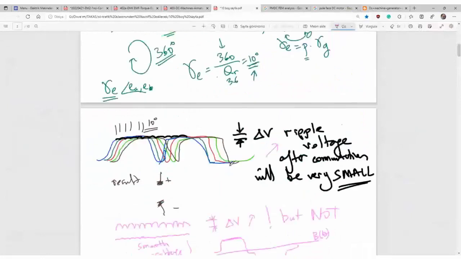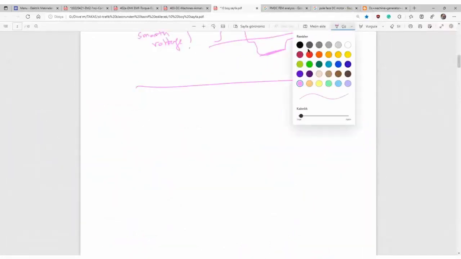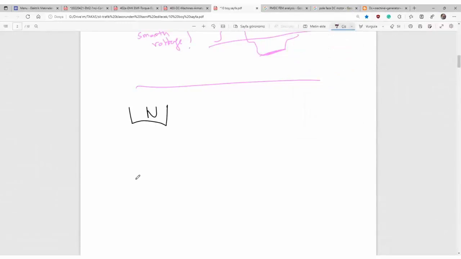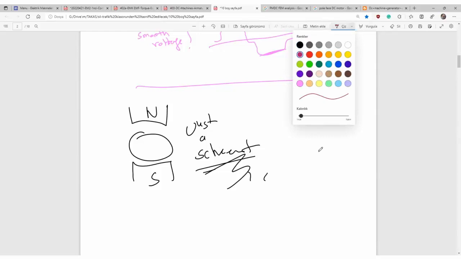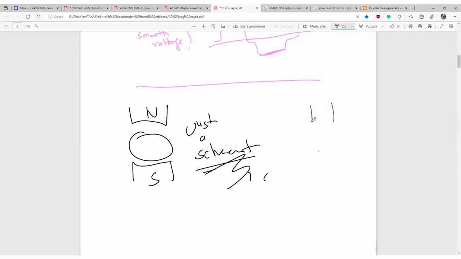In some drawings I draw, here's a pole, let's say, and here's a pole, and that's it. That is just a sketch, just a drawing. And then, in real life, here's a pole, here's a pole face. And here's another pole face.